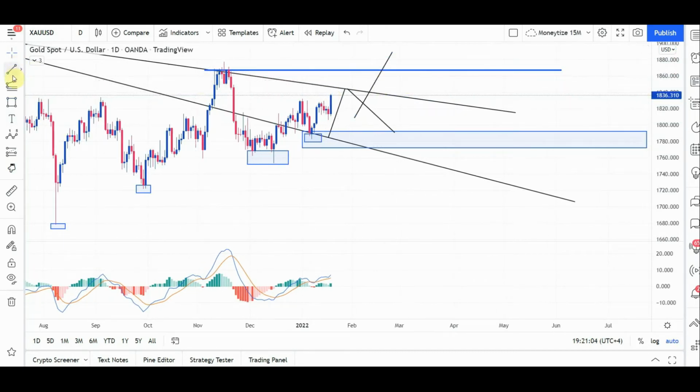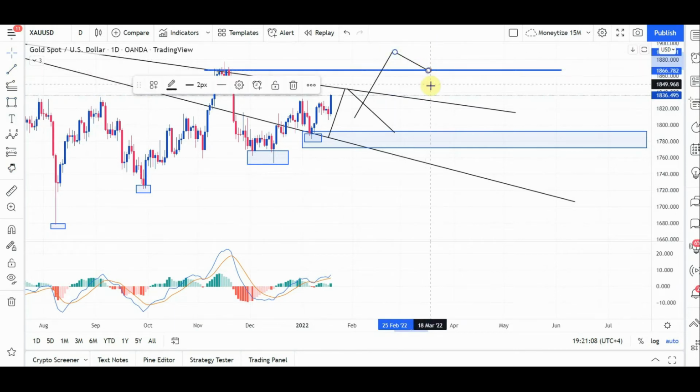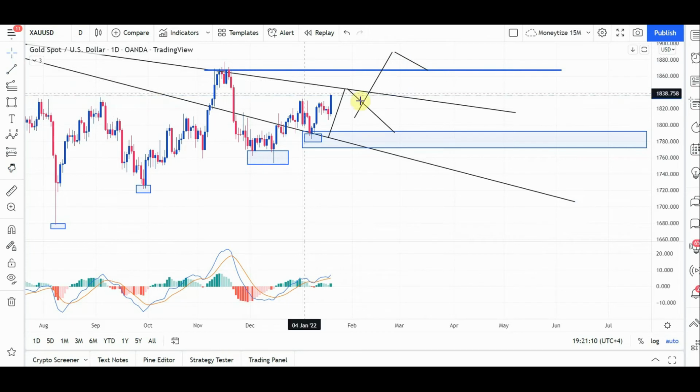Then we need validation. We will require a pullback either into this area of support or maybe again to the falling trend line, which would be around 1830, because 1830 is a major resistance point. So it should be retested ideally for the continuation higher. Alright guys, I hope I've made my point clear.